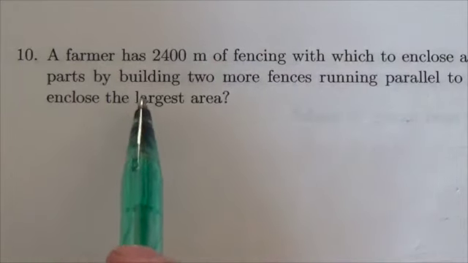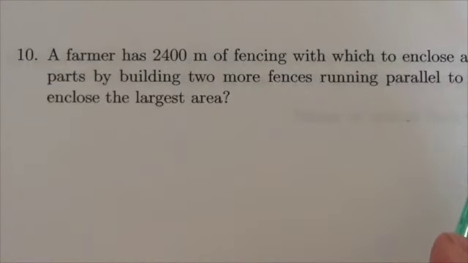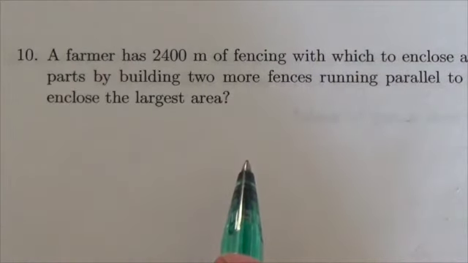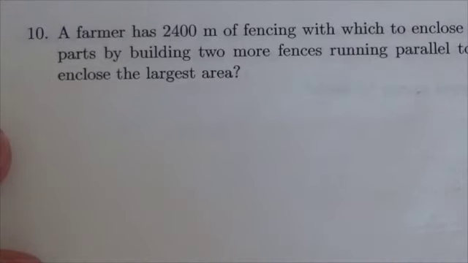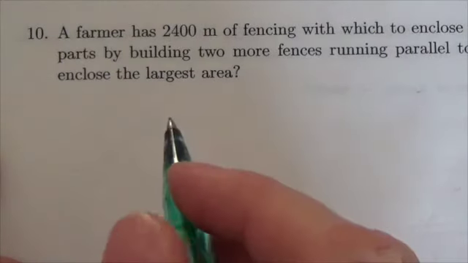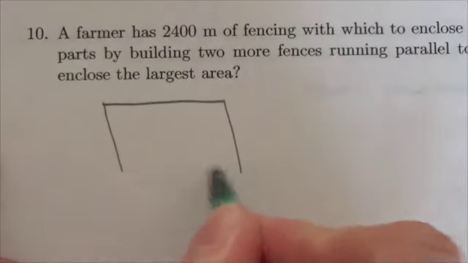So a farmer has 2,400 meters of fencing with which to enclose a rectangular field, and then to divide it into 3 equal parts by building 2 more fences running parallel to one of the sides. Okay, I remember in Math 20 that was hard for people to get their heads wrapped around. It's probably no different now, but what this is describing is this.